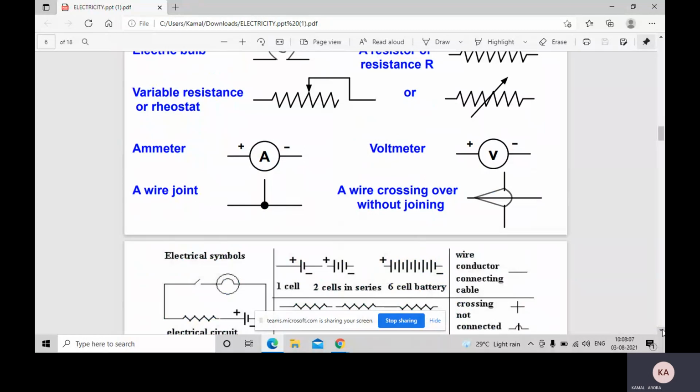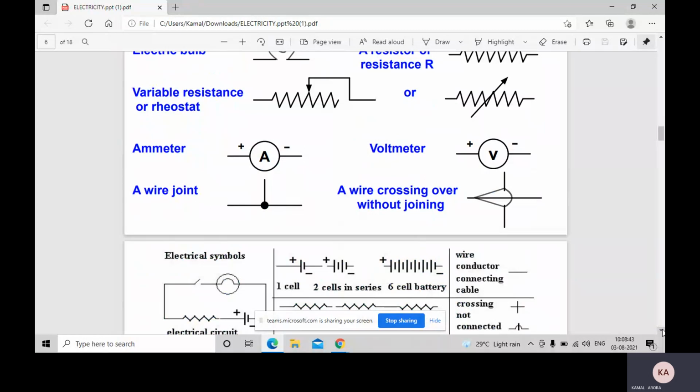Next is voltmeter. Voltmeter is always connected in parallel. It is just opposite to an ammeter. Its own resistance is very, very high. That means its own resistance is infinite. If by mistake we connect it in series, no current will flow through the circuit because it provides an infinite resistance. So it is always connected in parallel. Its positive terminal is connected to the positive terminal of the battery and negative terminal is connected to the negative terminal of the battery. Next is wires joined.